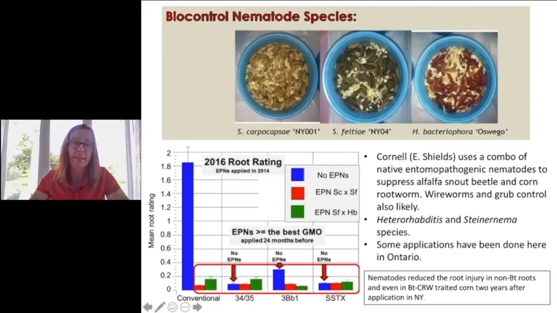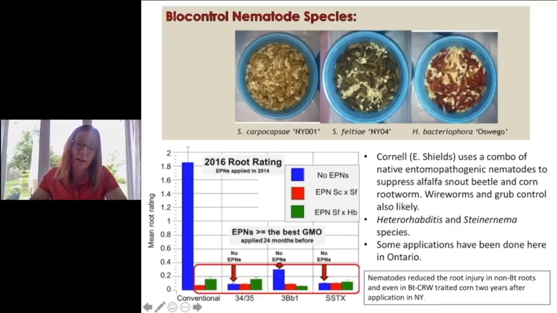One final cool one is nematodes. So I get to talk about nematodes. There's work being done at Cornell by Elson Shield. They have found a way to grow nematodes inside wax moths. And there are three key native species of nematodes that can suppress alfalfa snout beetle and even rootworm larvae. There's also potential for wireworm and grub control too.